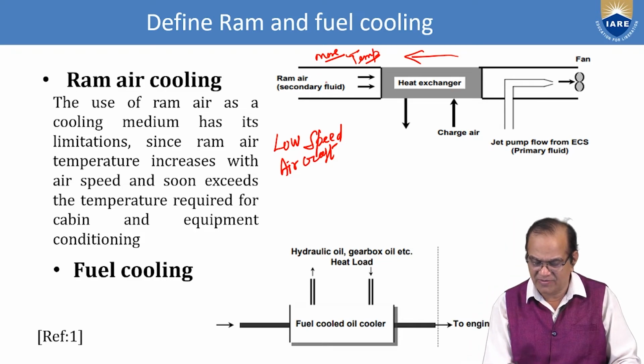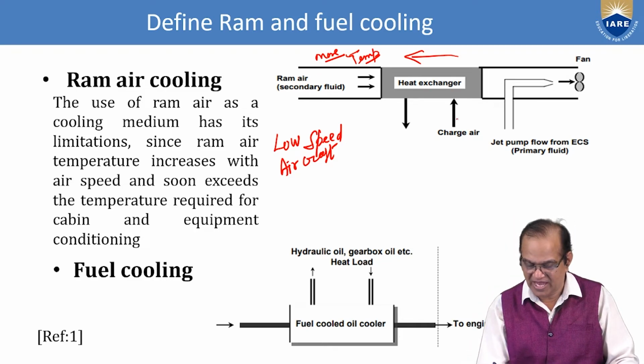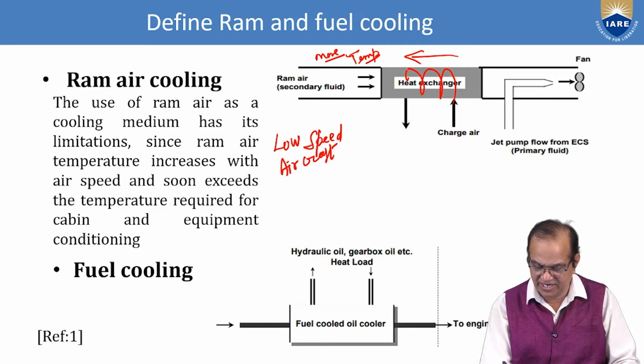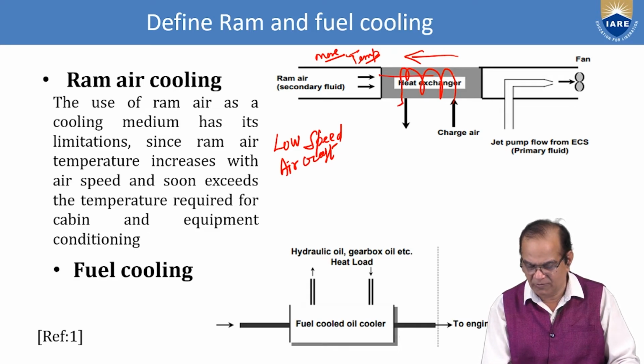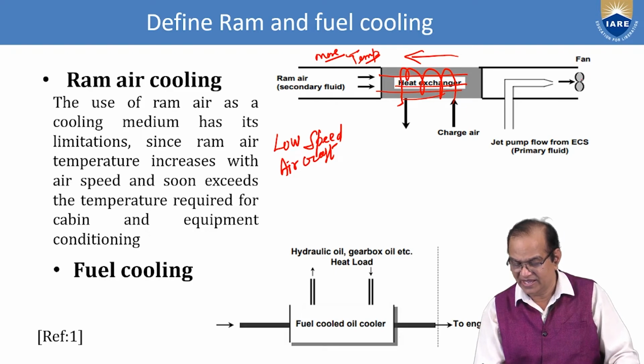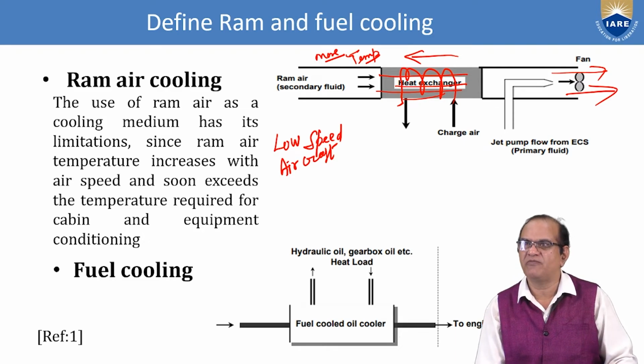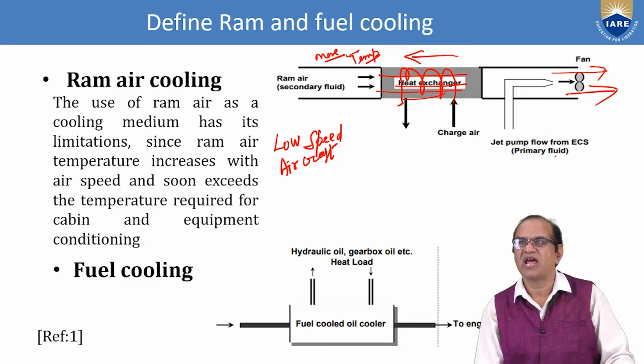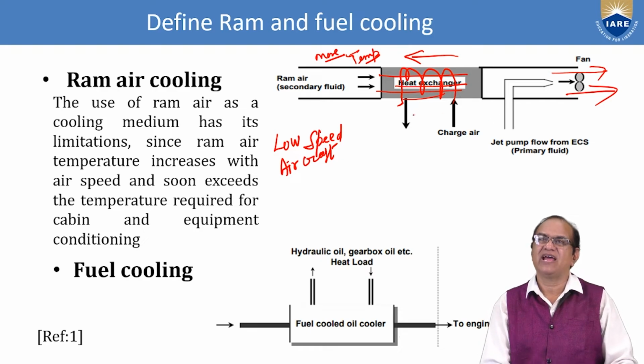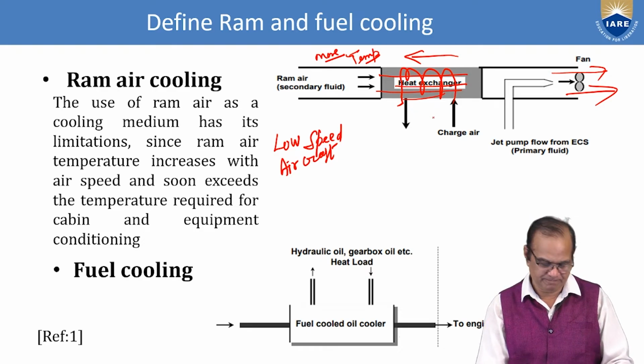The RAM air will enter the heat exchanger, the charge is supplied from here, and it passes through like this. There is a fan which will suck this air, and this air will go out. We have here the jet pump flow from the ECS. This is the primary fluid. So like this, RAM air cooling is done.